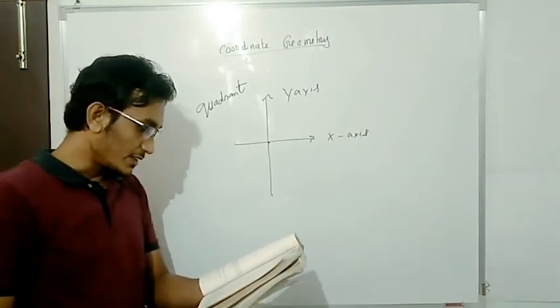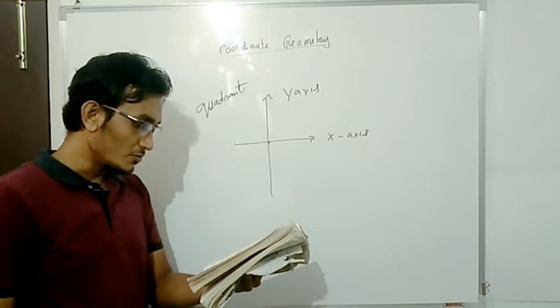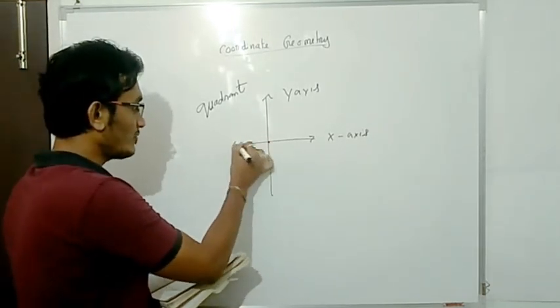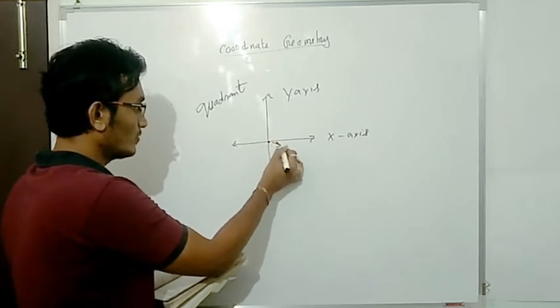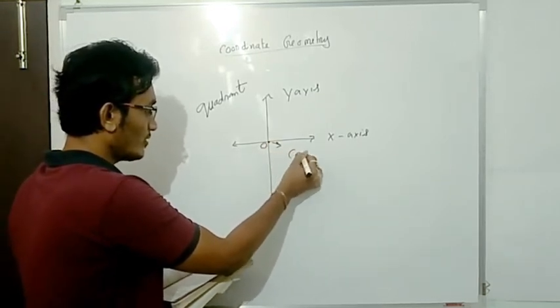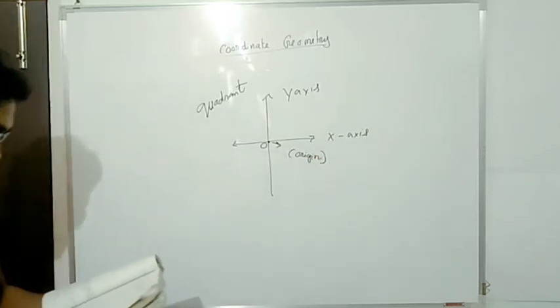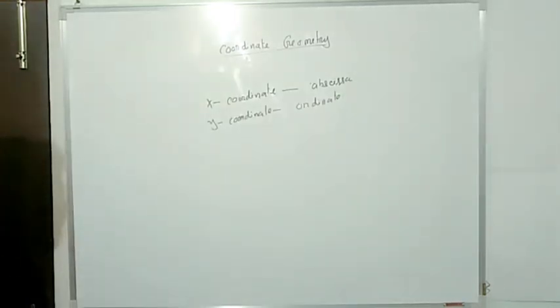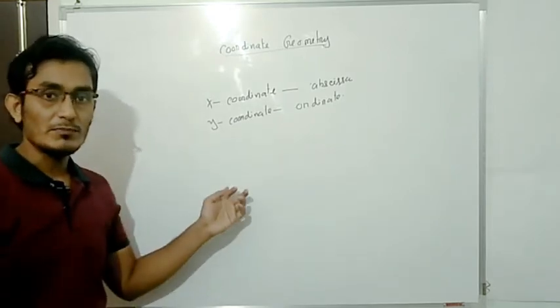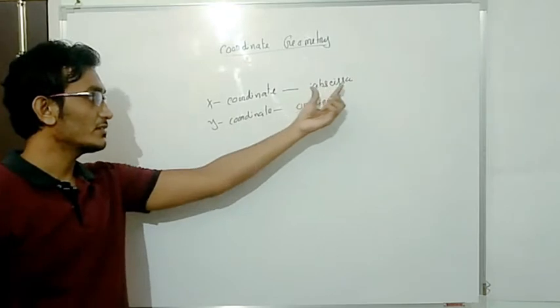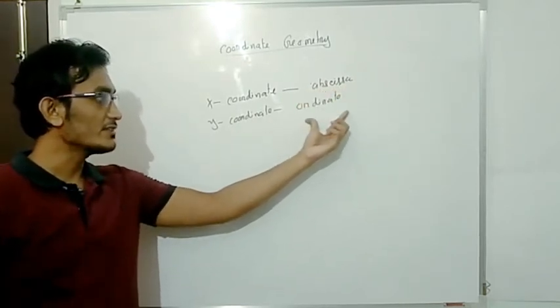Then the next question, write the name of the point where these two lines intersect. When these two lines, this x-axis and y-axis, intersect at this point O, this O is known as origin. We have already discussed. So two important points you should know. The first one is what? X coordinate is abscissa, y coordinate is ordinate.